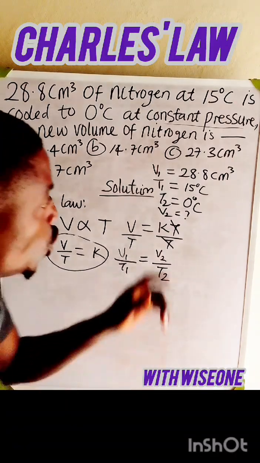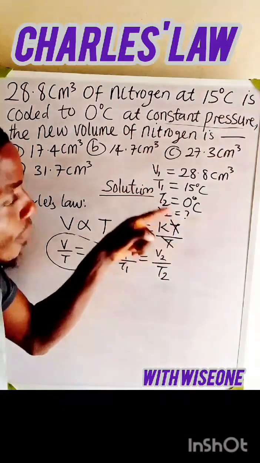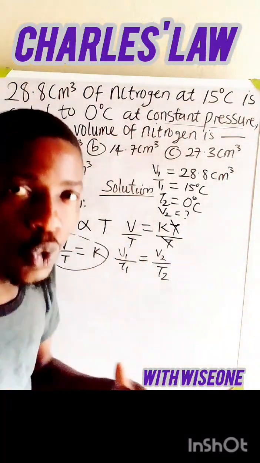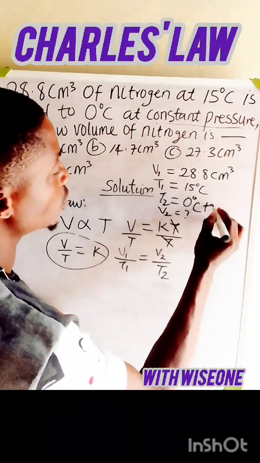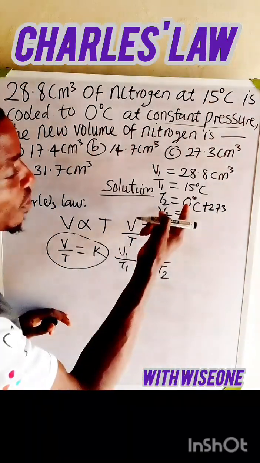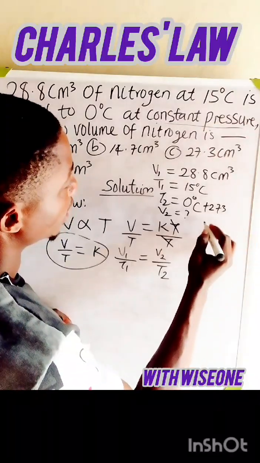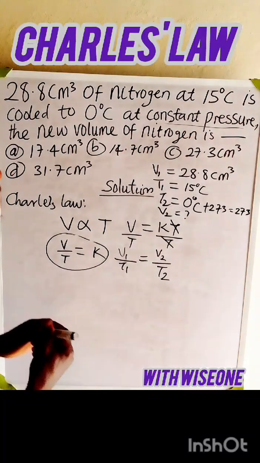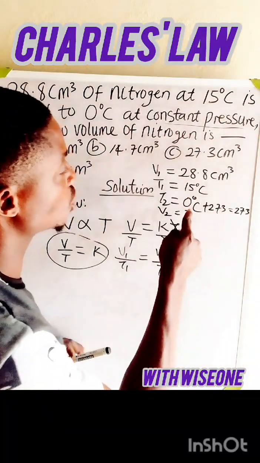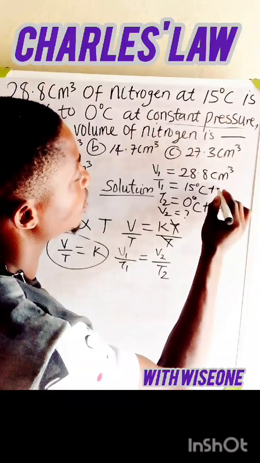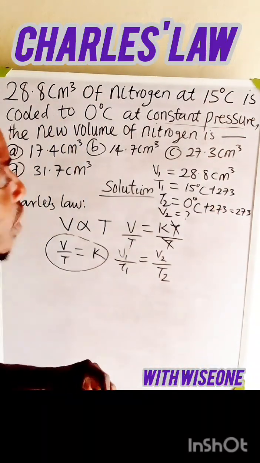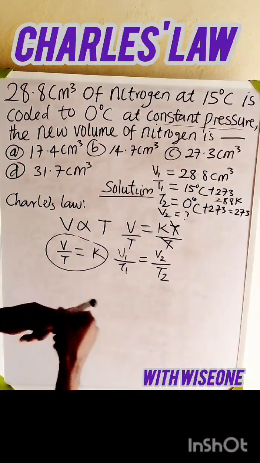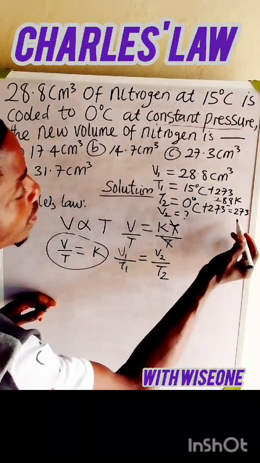Alright, so we are not going to use this temperature in degrees Celsius. We are going to convert this temperature from degrees Celsius to Kelvin. How do you do that? By adding 273. Adding 273 will convert this value from degrees Celsius to Kelvin. So we'll have that T2 will now be equal to 273. We also have to convert this 15 degrees Celsius to Kelvin by adding 273. So the answer will give us 288 Kelvin. So now our T1 is 288 Kelvin and our T2 is 273.